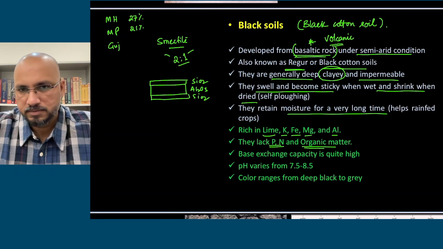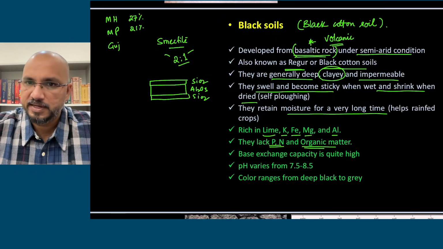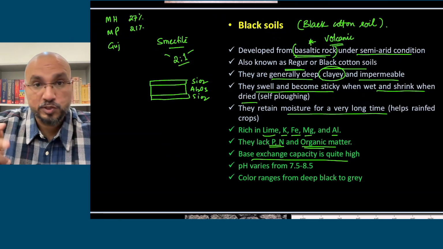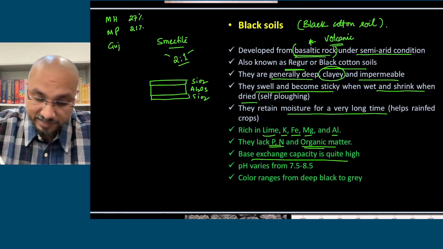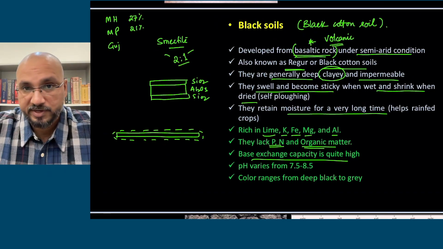Again, they are rich in lime. तो pH तुम्हारा थोड़ा ज़्यादा होगा 7 से, because of the lime the pH will be higher. So base exchange capacity is also quite high, क्योंकि clay content पे depend करता है तुम्हारा base exchange capacity. Bases they are adsorbed on the surface of the clay. अगर clay content ज़्यादा होगा, and it also depends upon the type of clay.